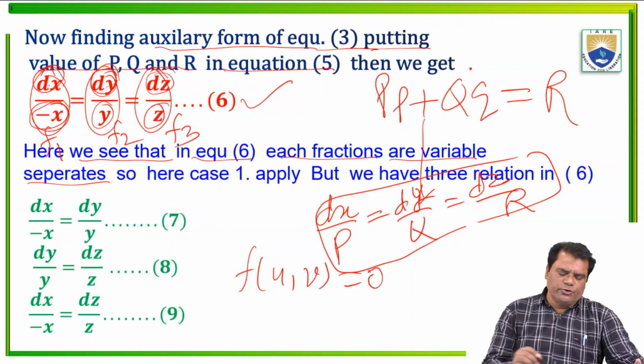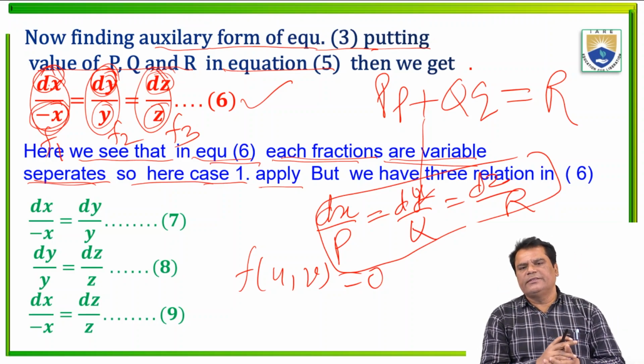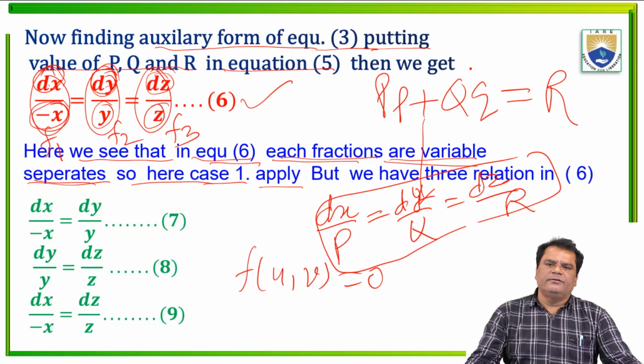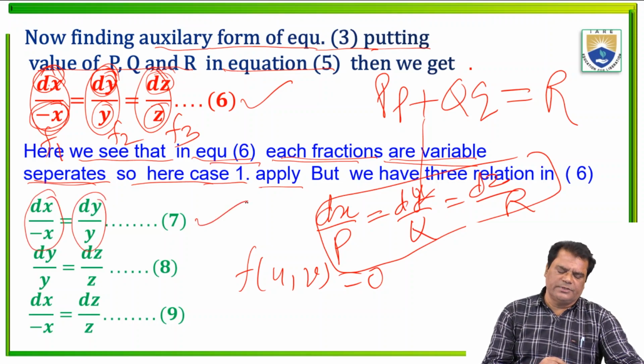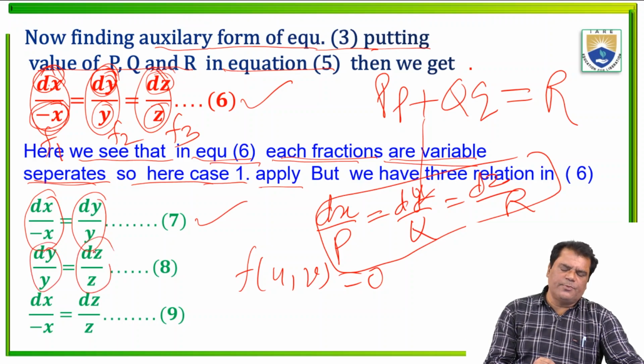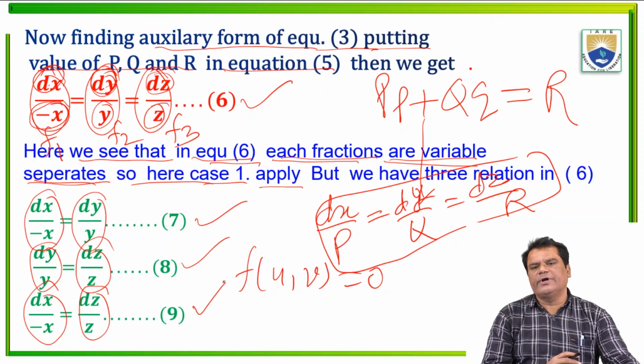So here we see that in equation 6, each fraction has variables separate, so case 1 applies. If variables are not separate, then case 1 does not apply to our question. So here we are making 3 relations. Relation: dx upon minus x equal to dy upon y. This is relation 7. dy upon y equal to dz upon z. This is relation 8. dx upon minus x equal to dz upon z. This is relation 9.